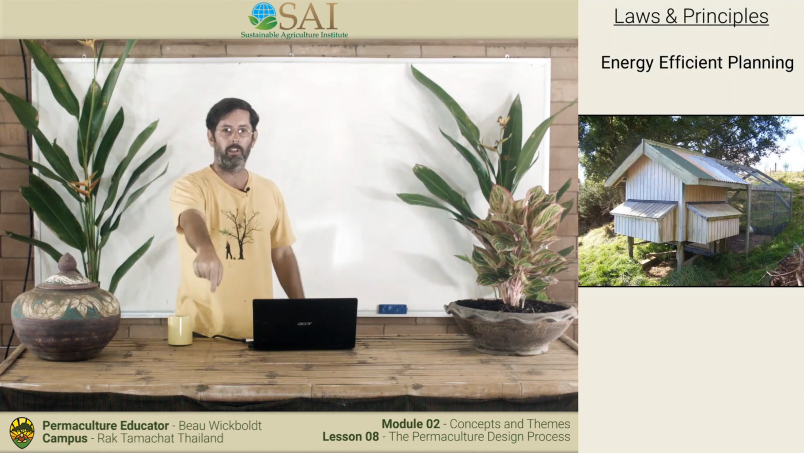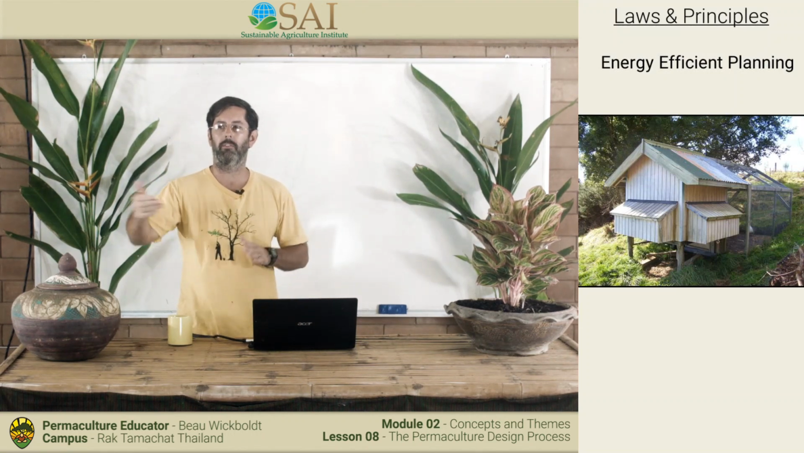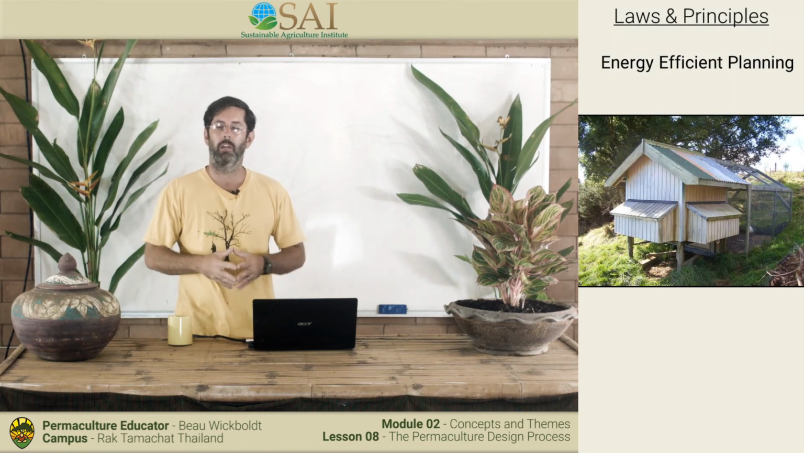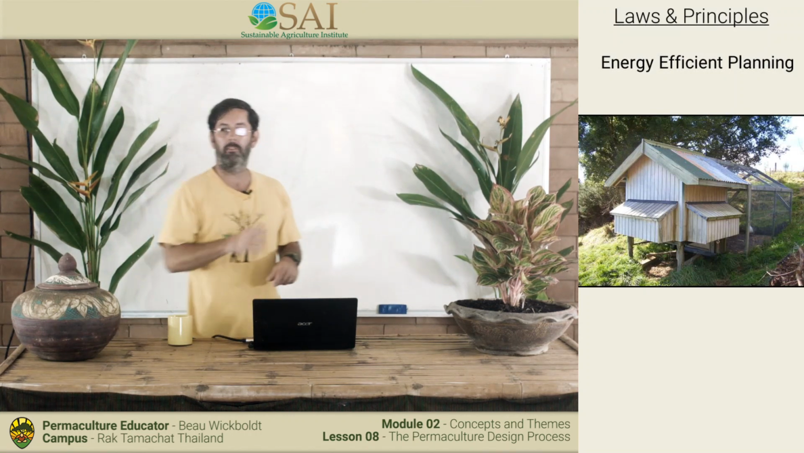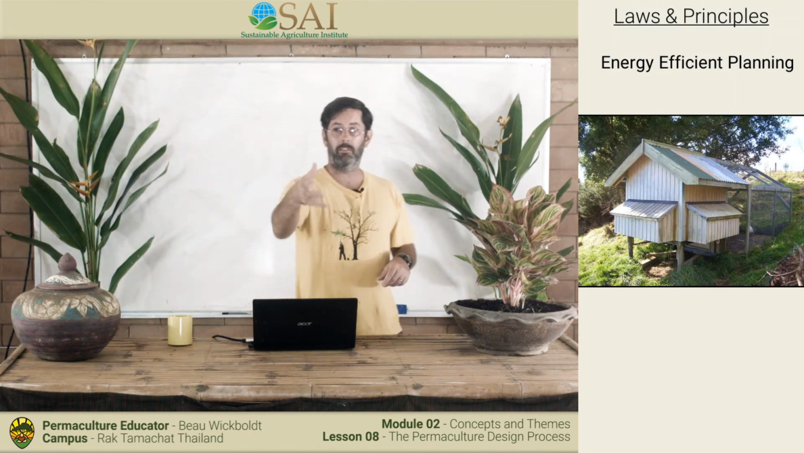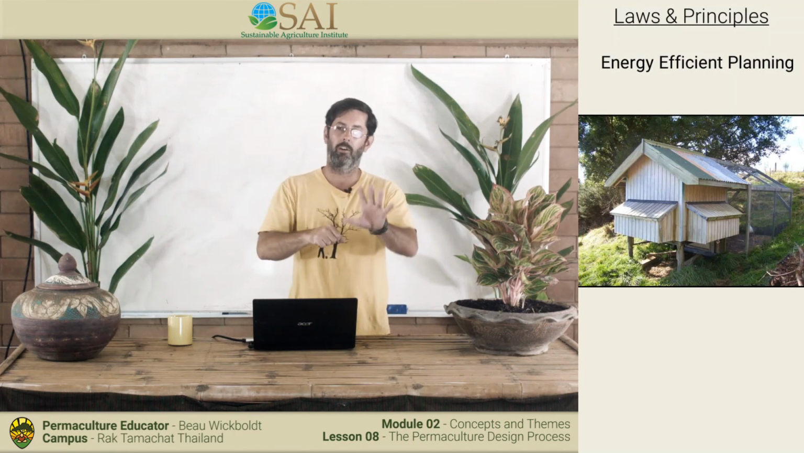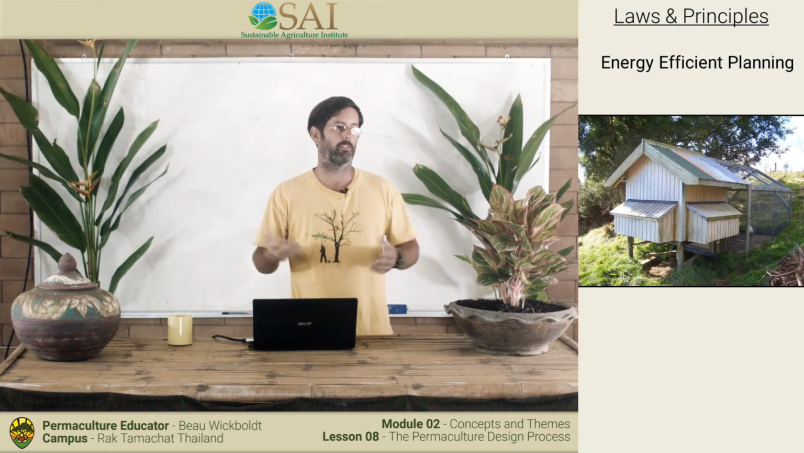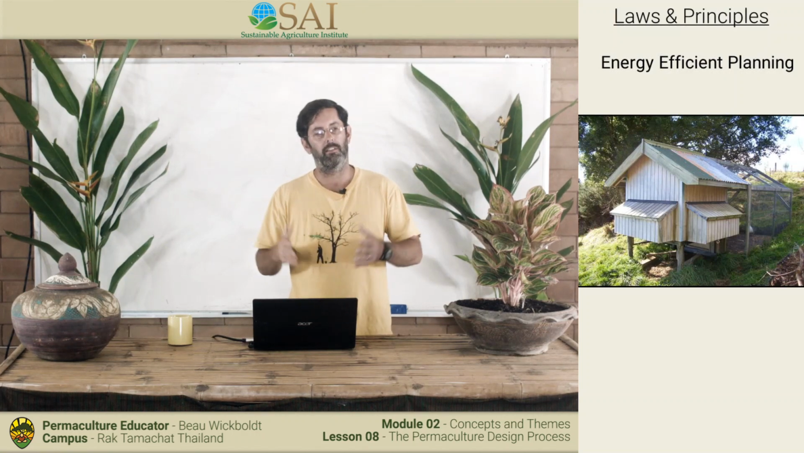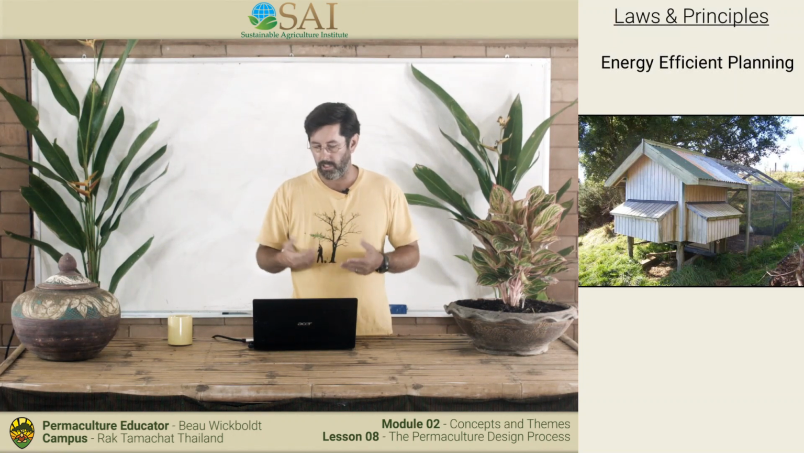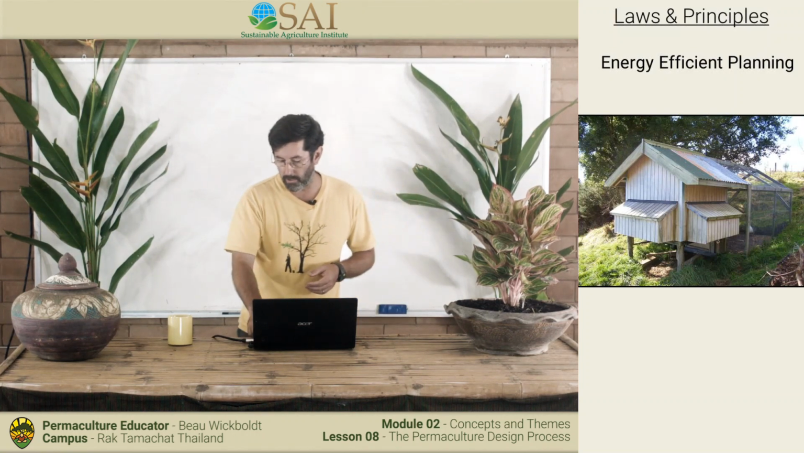The manure can fall out. It's easy to gather. I don't have to go into the chicken house to gather the manure. The egg box is at an ergonomic level. The chicken is happy to go into the box. It affords him protection. I take out the eggs without going into the chicken house. Everything's nice and easy. This is energy efficient planning, and we can even go further on other systems.